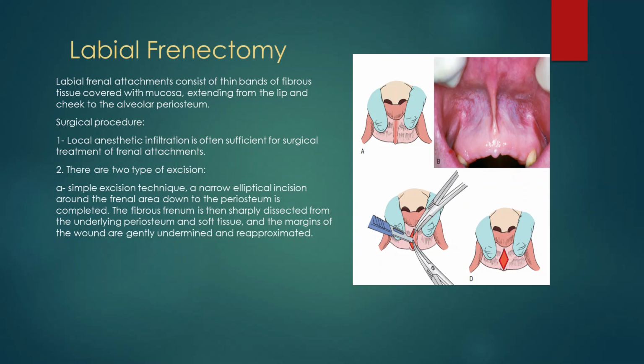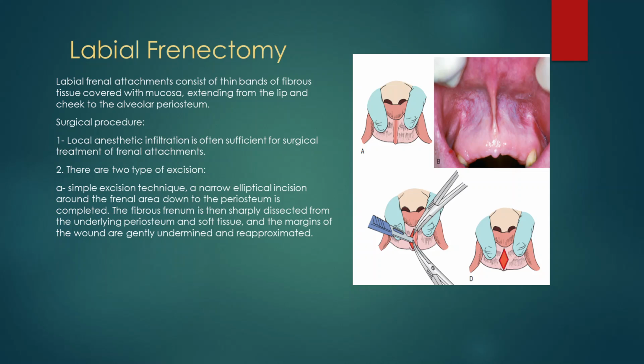The labial frenal attachment consists of thin bands of fibrous tissue covered with the mucosa extending from the lip and cheek to the alveolar mucosa. A is the labial frenum. The surgical procedure consists of the following.